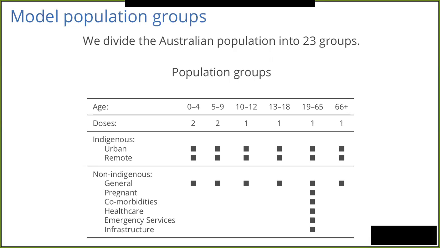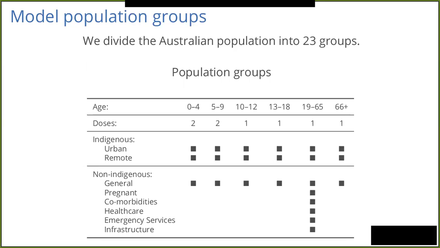We divide the primary school children into those under 10 and those aged 10 and older, because we expect that children under 10 will always require 2 doses of vaccine to receive complete protection. We then divide each age group into urban and remote Indigenous populations and the non-Indigenous population. We then further divide working age adults into several groups.